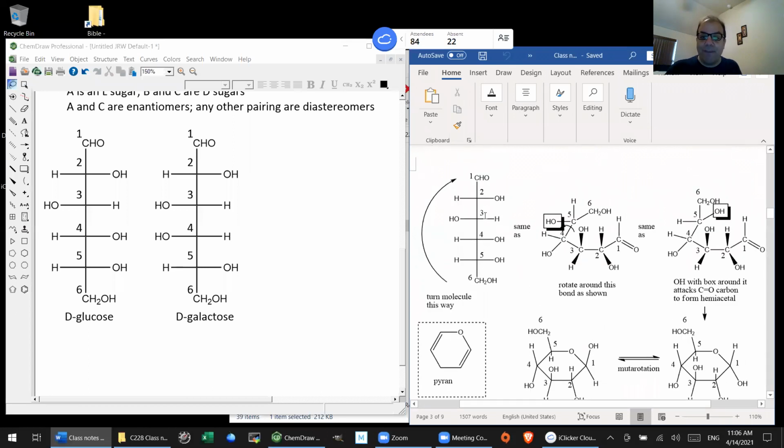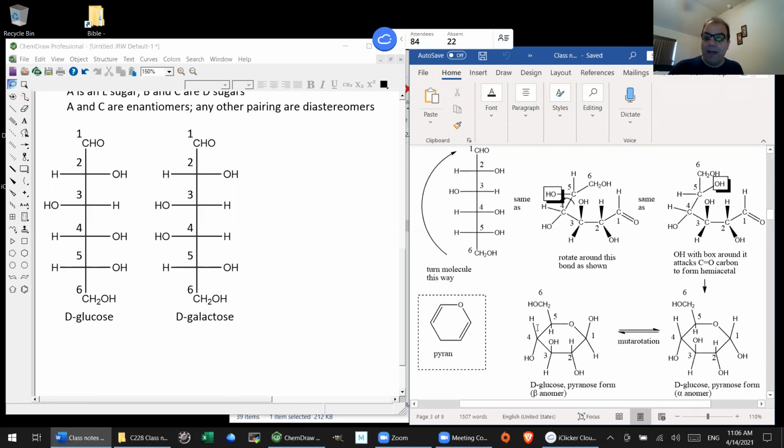So certainly be prepared to draw glucose, or by extension, any of the other seven D-aldohexoses, as long as you have information, and you would be given information about how that particular sugar differs from glucose, like I showed you how to draw galactose in the straight chain form. You do the same thing with the cyclic forms.